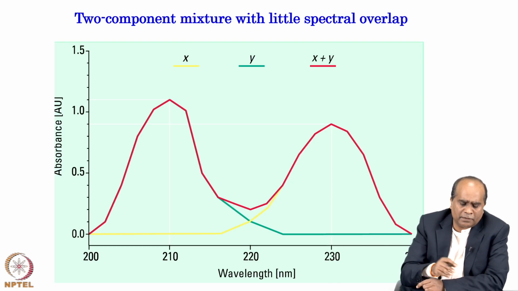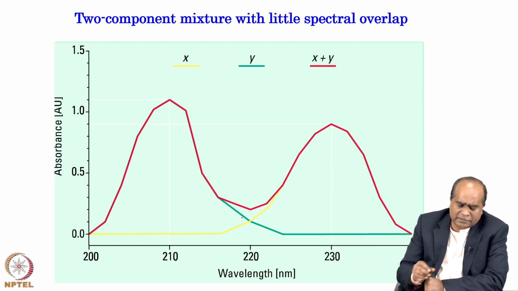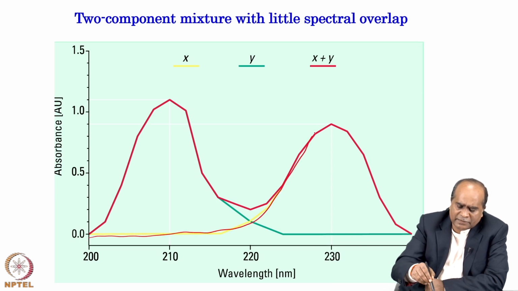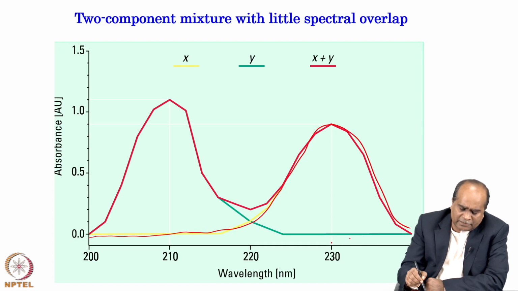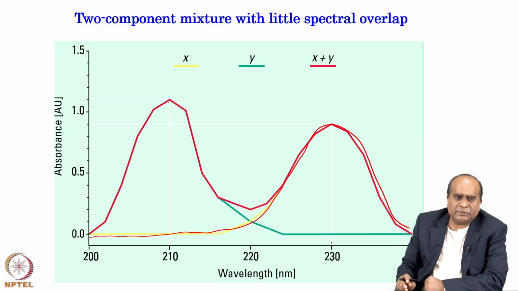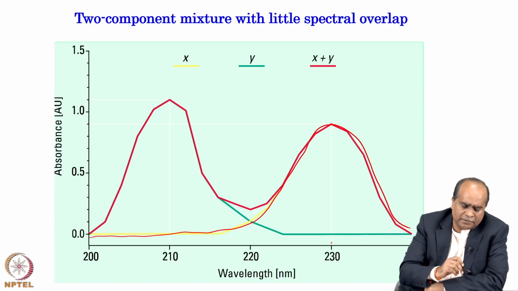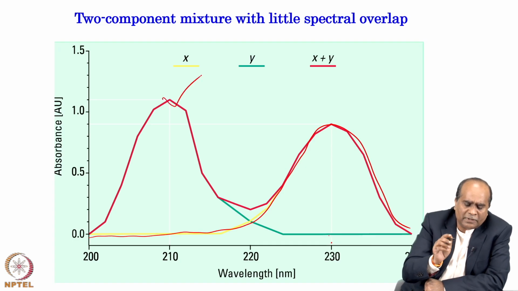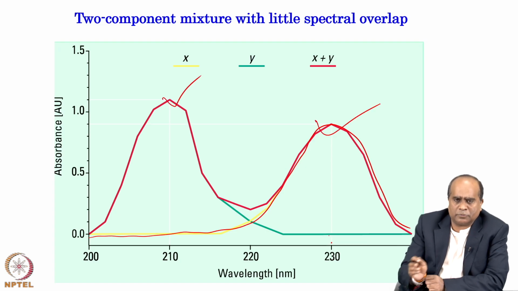Let us see now in pictorial form. I am showing these two spectra, say yellow and green. Yellow absorbs maximally at lambda, say, 230, and green absorbs at lambda 210. The resultant spectrum because of these is the red one. So, in this case green is contributing maximally at 210, yellow is contributing maximally at 230, right.